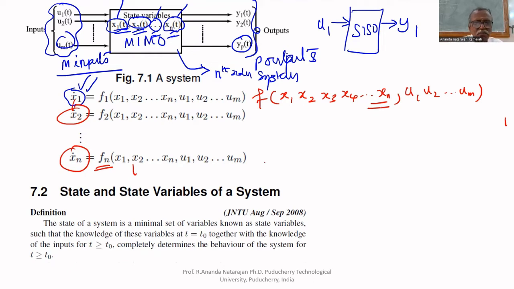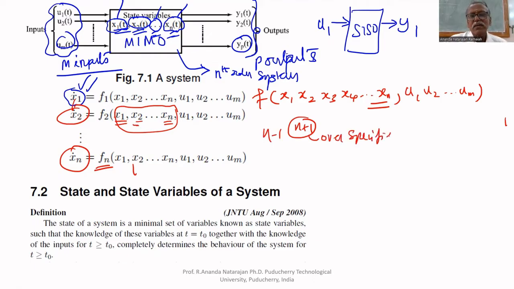Prime variables, x1, x2, etc., xn, like that, you will get prime variables. If you find n plus 1, it is not prime. N minus 1, it is not completely specified. This is over specified, and this is under specified. So you have to take n state variables. That's why it is called the minimal set of variables. The number of variables is equal to the order of the system.